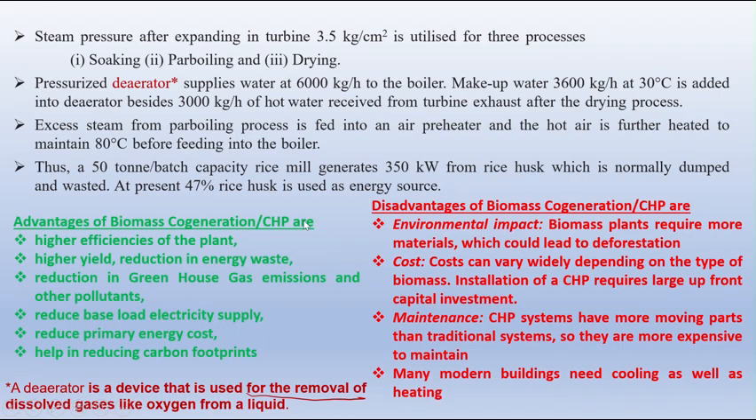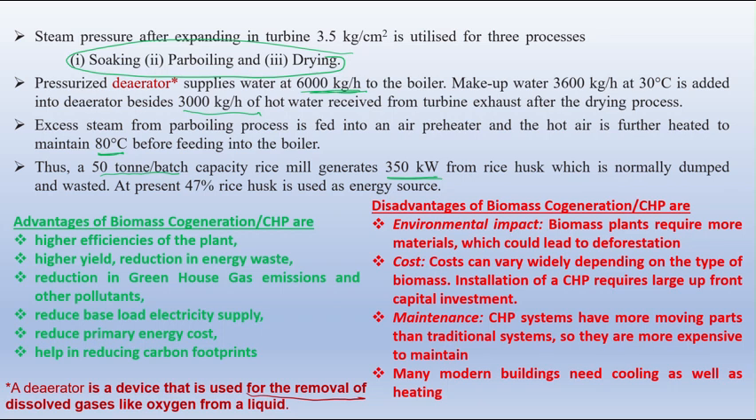Okay, this soaking and parallel drying was explained in the previous slide. The deaerator supplies 6,000 kilograms per hour of water to the boiler. 3,000 kilograms is from the drying process, and the remainder can be given as makeup water. Then air is used to heat the temperature of air up to 80 degrees Celsius. The last point: a 50 ton per batch capacity rice mill generated 350 kilowatt of power.